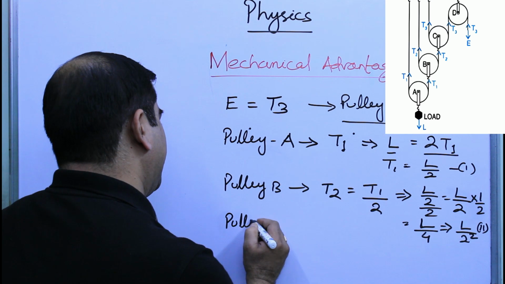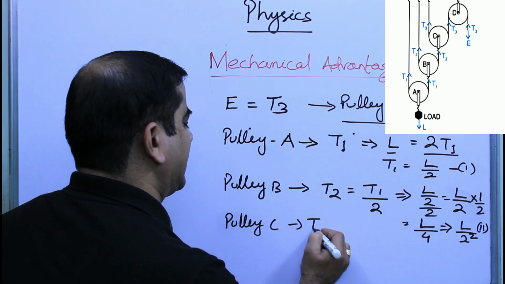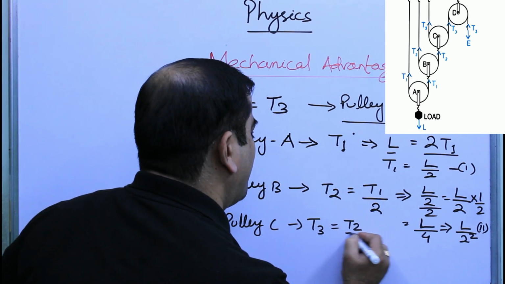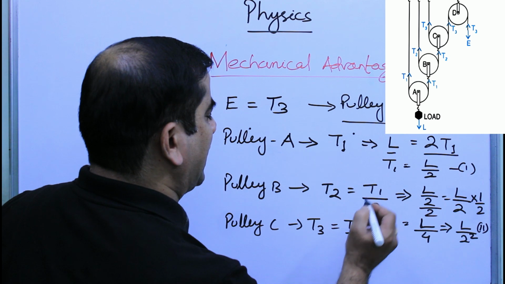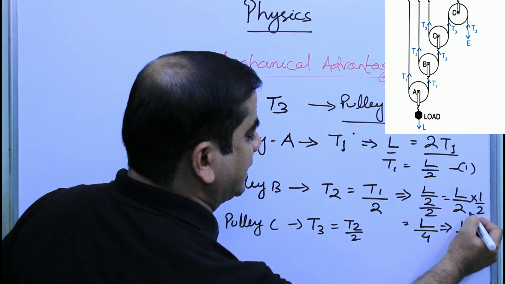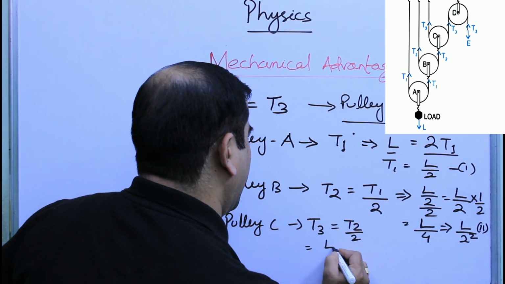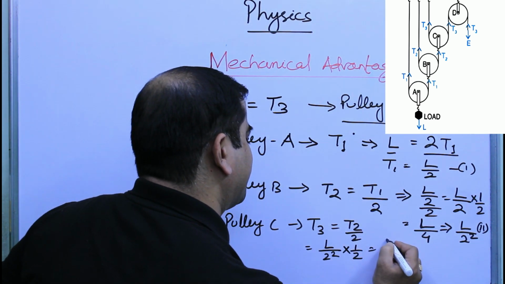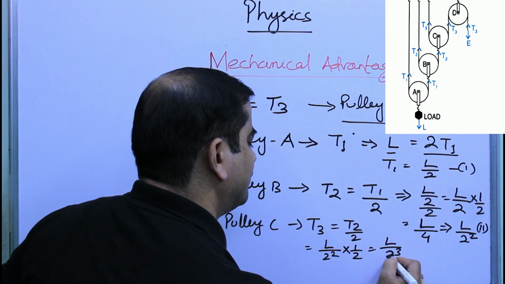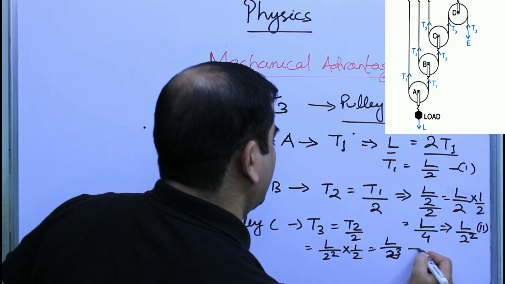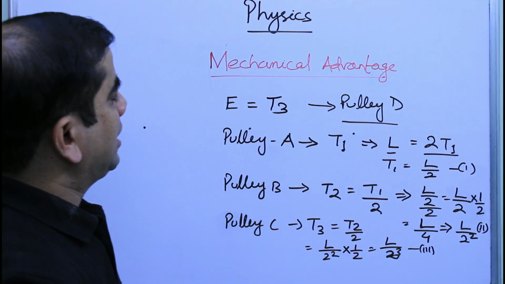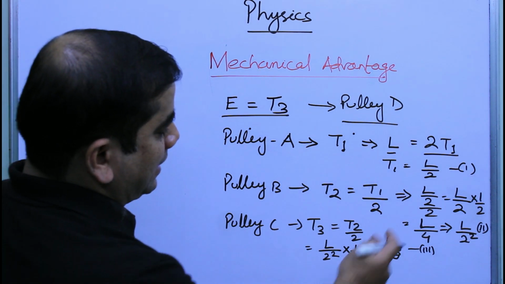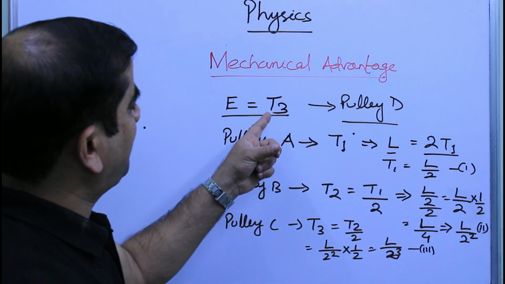At pulley C, suppose the tension is T3, and that is equal to T2 by 2, isn't it? So what is the value of T2 from equation 2? That is L by 2 square. So T3 is equal to L by 2 square into 1 by 2, which gives us L by 2 cube. This is equation 3. Now we know that T3 is nothing but the effort, and L by 2 cube is the value of T3.